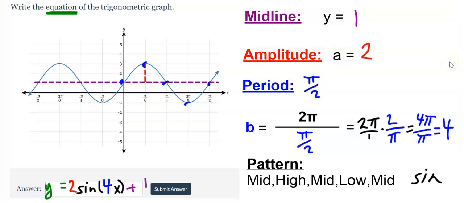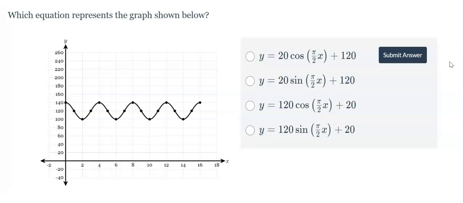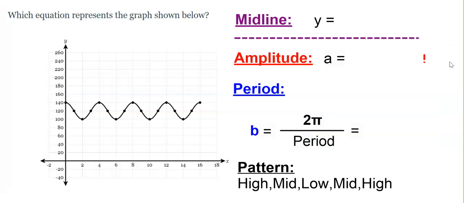Again, it is important to identify the midline, amplitude, finding the period to get you the frequency, which is the b, and then last thing is identifying the pattern in the period so you know whether it's cosine versus sine. Here's our last example, which is the second section of the Delta Math assignment where you're given a graph and you have to match the equation given to you in the multiple choice.